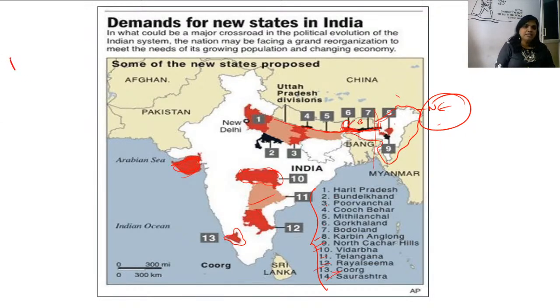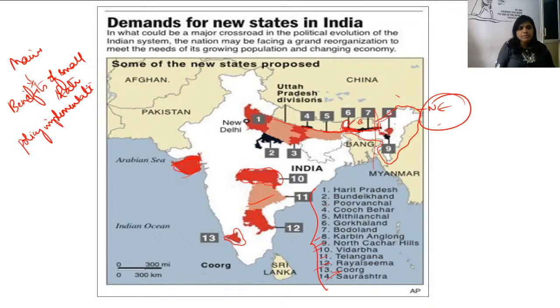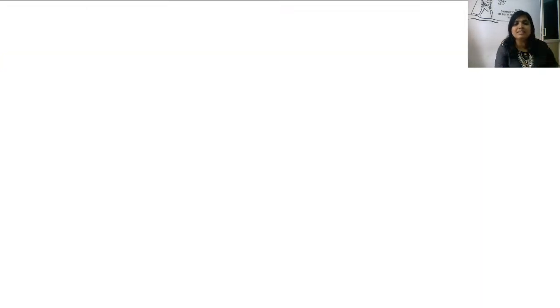So for mains, you can expect questions like what are the benefits of small states, or they may ask you about the policy implementation possibility. How is it going to happen in new states? This is what you will be expecting in mains. But in prelims, it is more of knowledge, and you won't be getting such questions. That is what today's lesson is about.